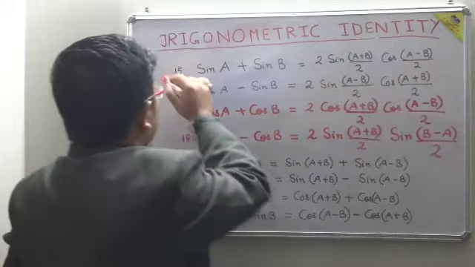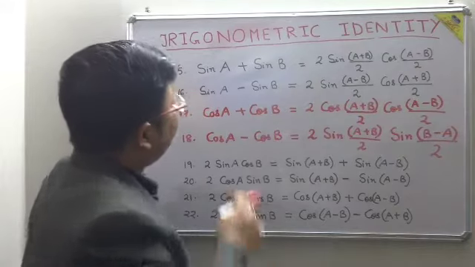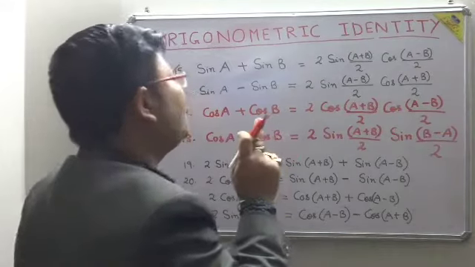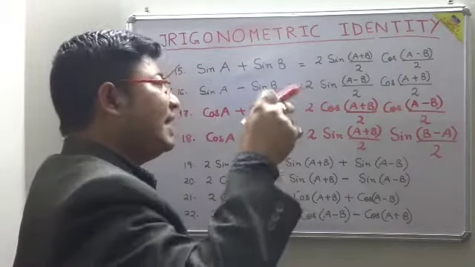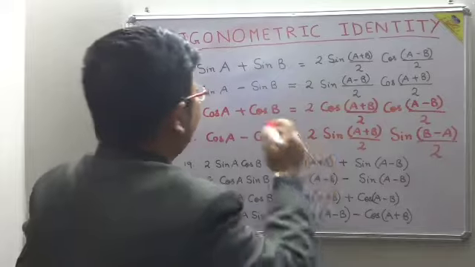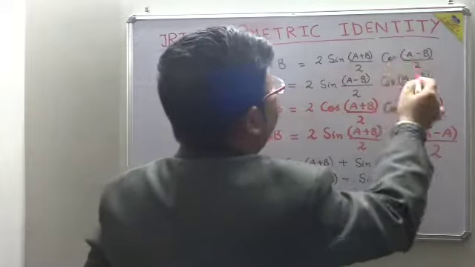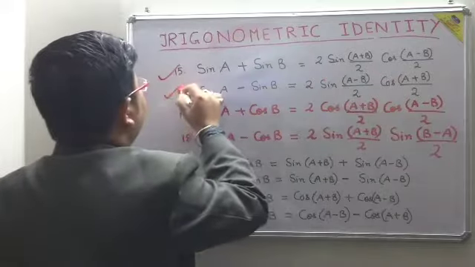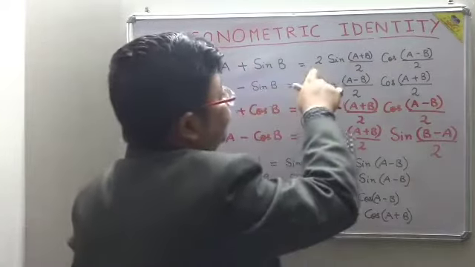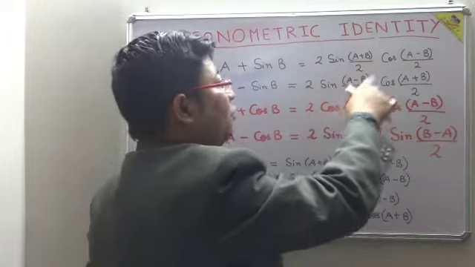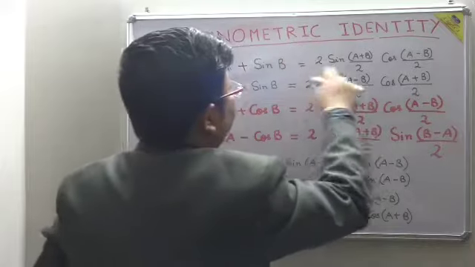Now we will go for the 16th one. What is the 16th one? Sin A minus sin B. So we will have to remember 2 sin((A minus B) divided by 2) cos((A plus B) divided by 2). Because minus here, in sin you take it as minus only, and in cos you make it plus. This is the technique to remember all these things. For sin A plus sin B, you give plus here; for minus, give minus here.